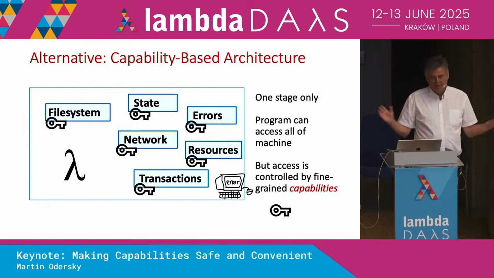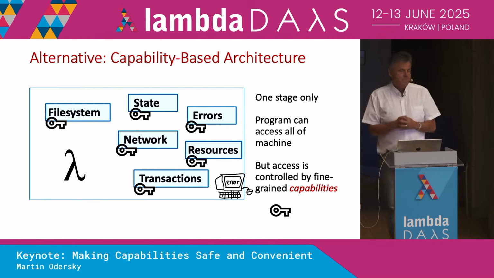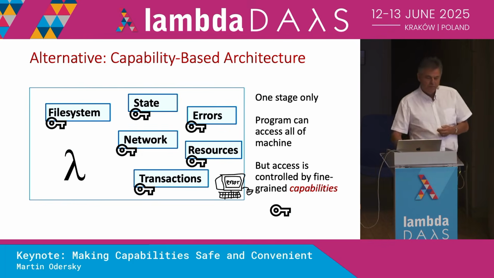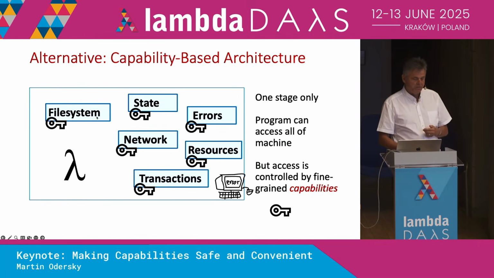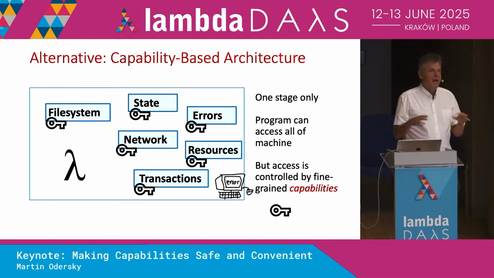Let's pretend we can use the whole computer, so everything that the computer can do, our program can do, but we mitigate access to these things with capabilities. So basically, we have all these capabilities, the file system, state, errors, but to get at that, I need a key, and if I don't have the key, I can't get at that. So the safety is achieved by basically not handing out any keys to programs. That's how you interact with untrusted components.